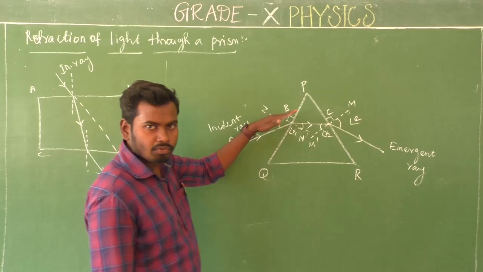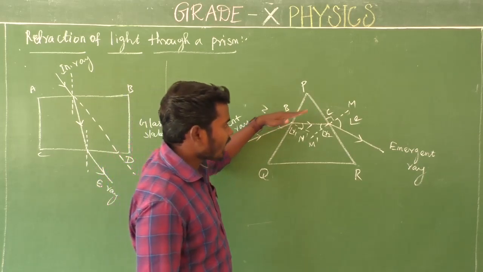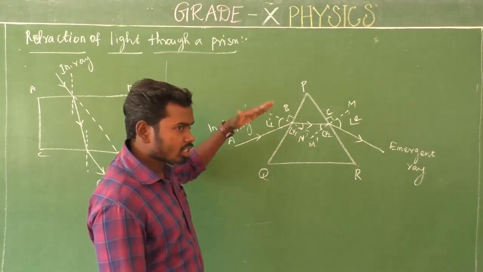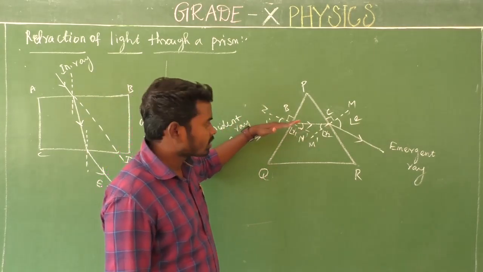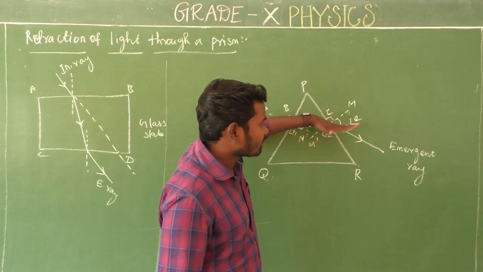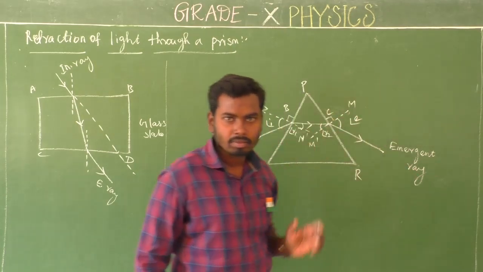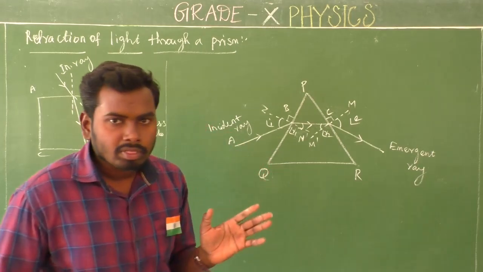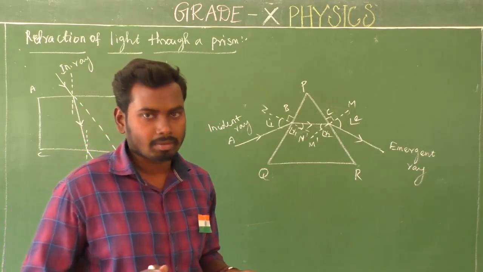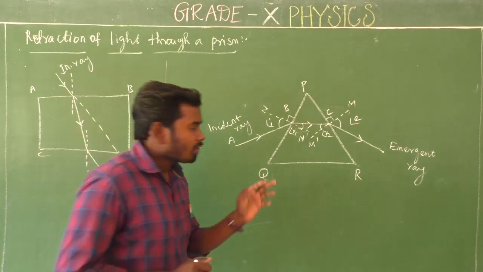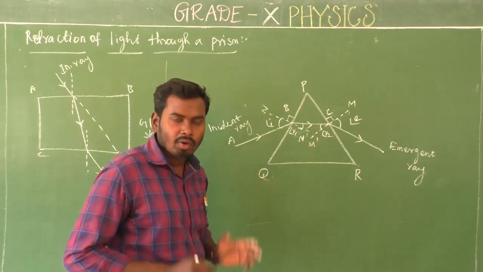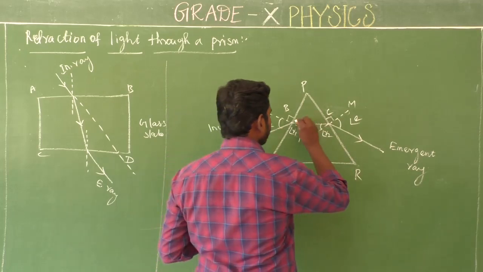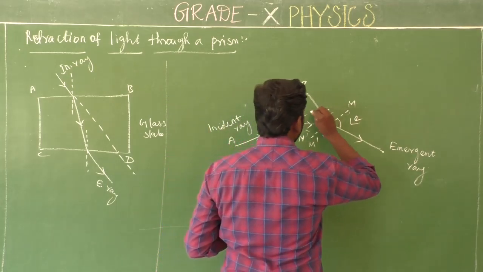Due to the presence of the glass slab, the light bends like this, and again the light bends like this. Okay, first the original path of light is this. Due to the presence of this glass prism, light bends like this, and again light bends like this. Am I right? Suppose here the glass prism is not there. What will happen? If the glass prism is not here, the light path will be like this.